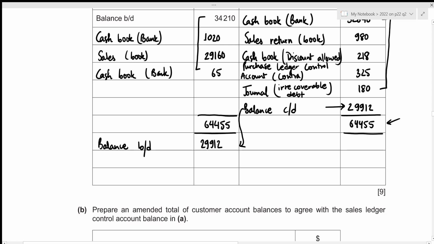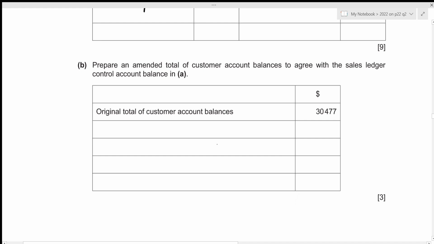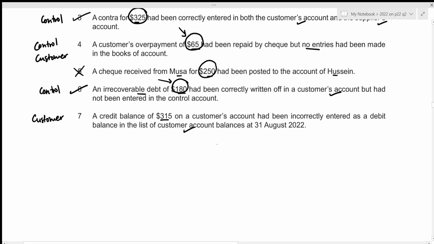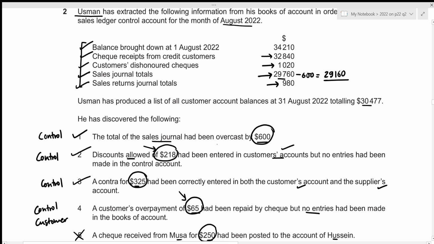Now we can move towards preparing the amended total of customer account balances. Okay, let's have a look. And remember that in customer account balances, the debit side balances are recorded as a positive balance and the credit side balances are recorded as a negative balance. And the credit side balances are basically all of the payments made by customers. All right, so these are the payments made by customers.